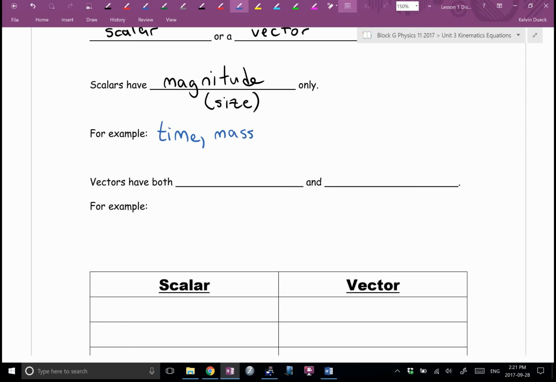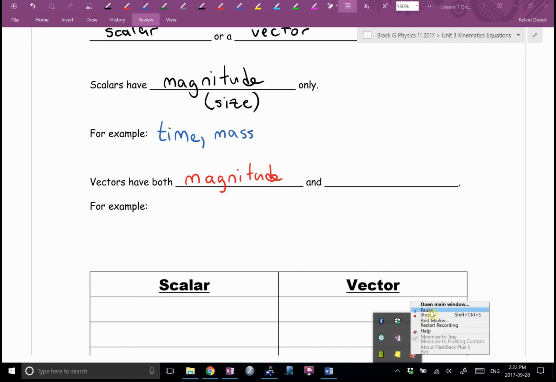Vectors have both magnitude, they have size, but they possess a second quality as well. Does anybody know what the second quality that they possess is? Put your pencils down, look up. Vectors have both magnitude and direction.